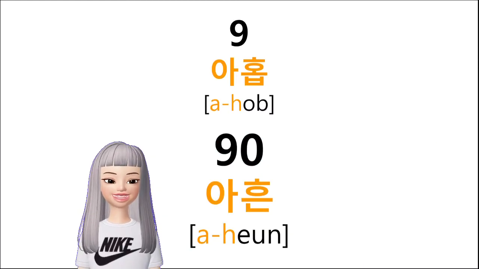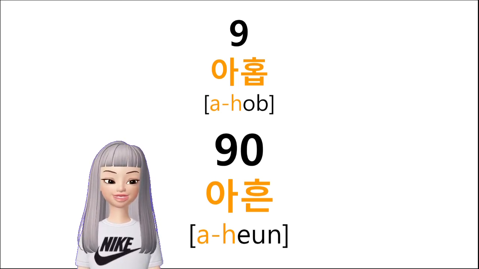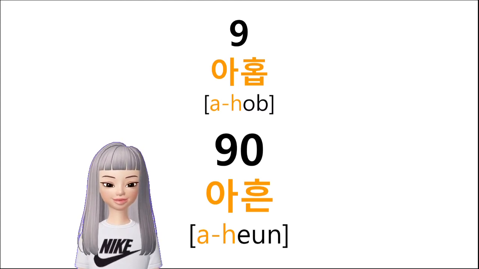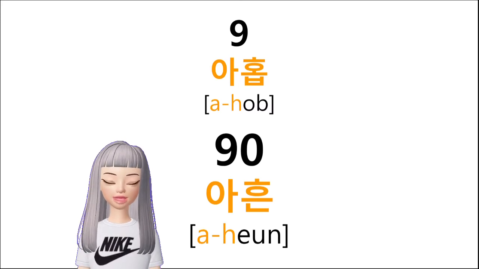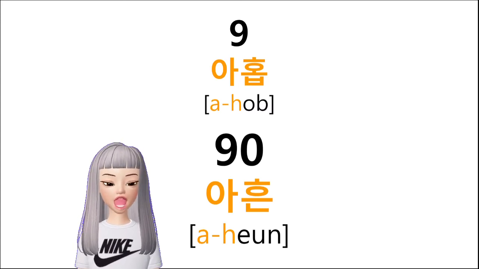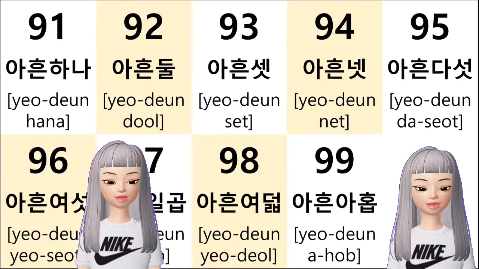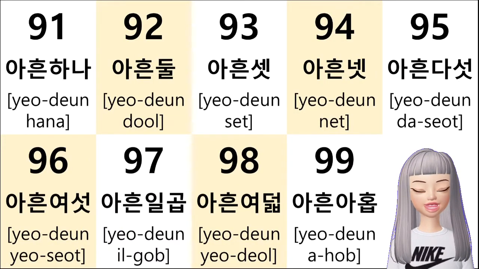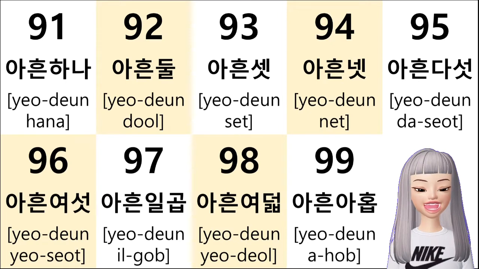90 is 아흔. So yes, that adds to the pattern of the first syllables. 아흔 for 90, which looks alike its first digit number, 9, 아홉. With that, let's go with 91. 아흔 하나, 92, 아흔 둘, 93, 아흔 셋, 94, 아흔 넷, 95, 아흔 다섯.